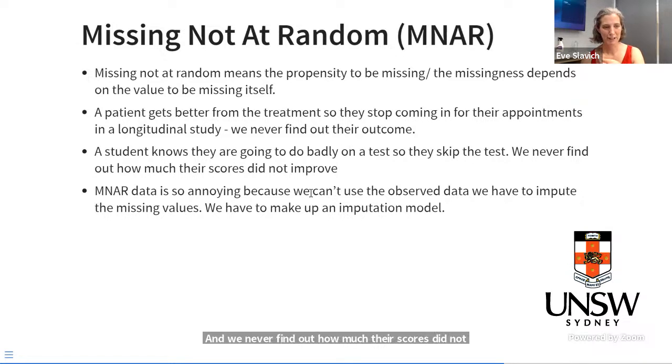And the reason why missing not at random data is so annoying is because we can't use our observed data that we have to impute the missing values. So we have to make up an imputation model, but it has to come a little bit from theory rather than data. And that feels a little bit uncomfortable.